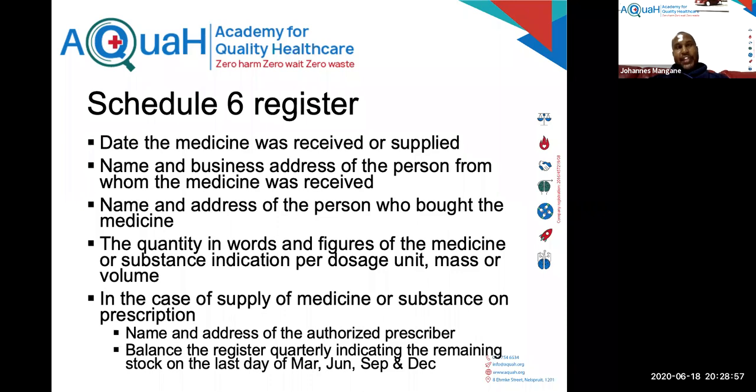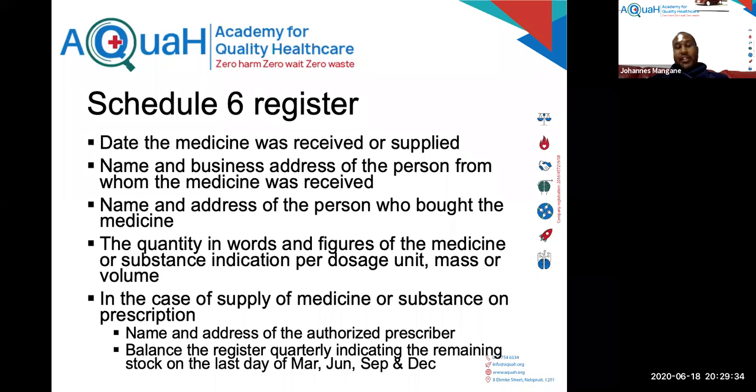So if you are buying the medication from a wholesaler, you'll need to record the wholesaler that has supplied you with the medication, and all the information you'll always find on the invoice of the medication, like the address and the name of the wholesaler. Then it will be the name and the address of the person who is buying the medication. So in this case, if you are a clinic, you will have to write the address of your clinic and the person that is in charge of the clinic and record it there.